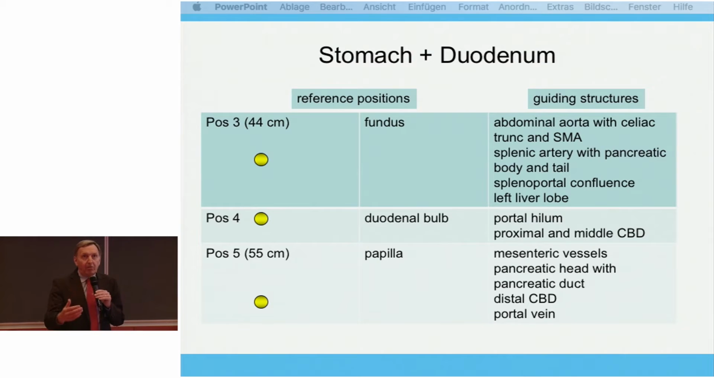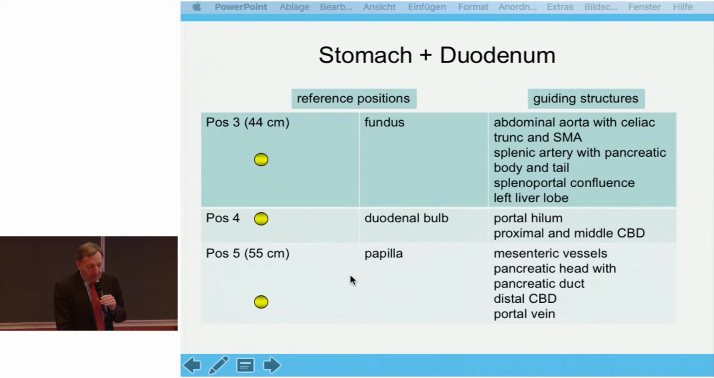Then you come downwards into the stomach and the duodenum with position 3, in the cardia or fundus with the abdominal aorta, the celiac trunk, the superior mesenteric artery, and a very important point is the splenic artery and the splenic vein, together with the pancreatic body and tail, the splenoportal confluence and the left liver lobe if the instrument is directed ventrally. In position 4, you have the duodenal bulb only with the portal hilum, for example, the gallbladder and the proximal and middle common bile duct.